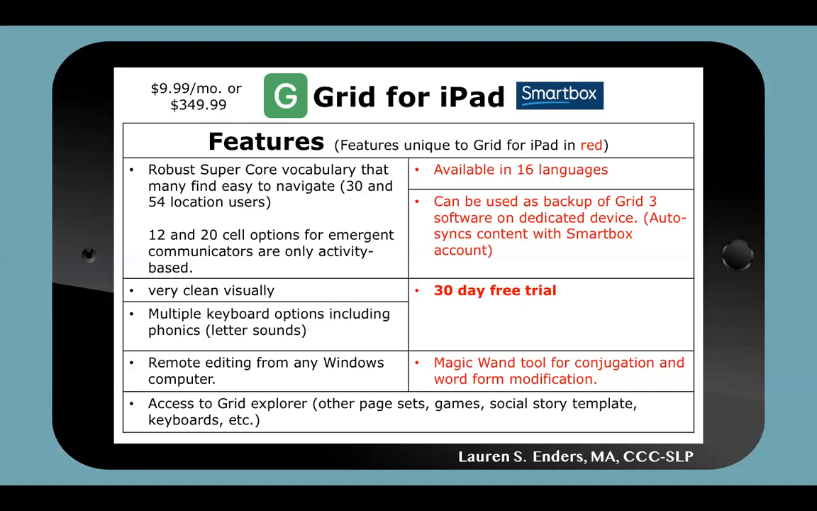You can change verb conjugations with a magic wand tool. And a really nice thing about this is that you can have a 30-day free trial of this app. It's available in a lot of languages, more than many of the other ones, 16 languages. If you have someone who's using Grid 3 software on, let's say, a Tobii Dynavox, you can use this as a backup on an iPad in case something happens.